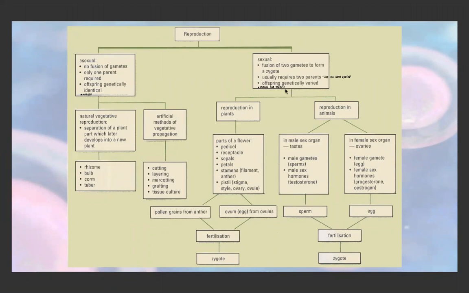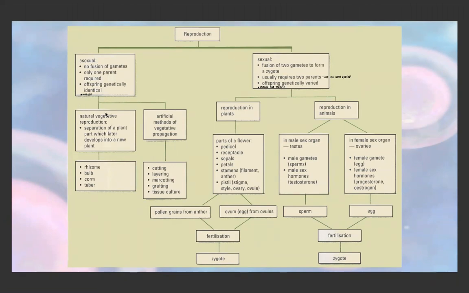If we look at reproduction, there's two ways that reproduction occurs. It's either asexual or sexual. What we're focusing on today, obviously, is sexual because we're talking about human reproduction. If we look at asexual, the gametes don't fuse. You only need one parent, and the offspring is genetically identical. So this would be mitosis.